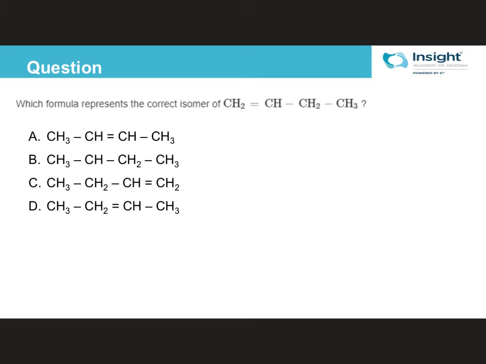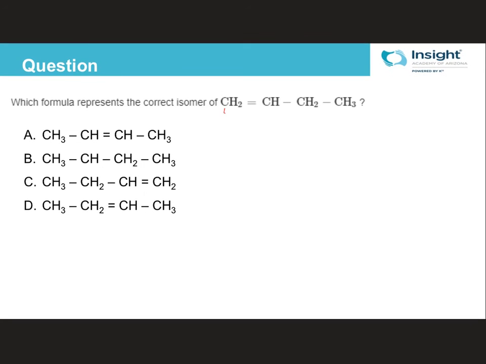So, see if you can spot the correct isomer of this compound. CH2, double bonded to CH, single bonded to CH2, single bonded to CH3. Again, I recommend you start with a count. We've got 1, 2, 3, 4 carbons, and 1, 2, 3, 4, 5, 6, 7, 8 hydrogens.